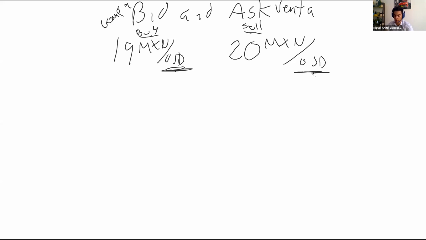So let's do one exercise. If you have 100 pesos and you want to buy dollars, which exchange rate are you going to use, 20 or 19? Let's think about it. I have pesos and I need dollars. So I need to use 20, because 20 is the exchange rate that the bank is going to use to sell dollars, right? So I will use 20.